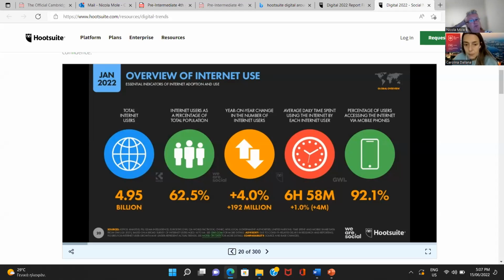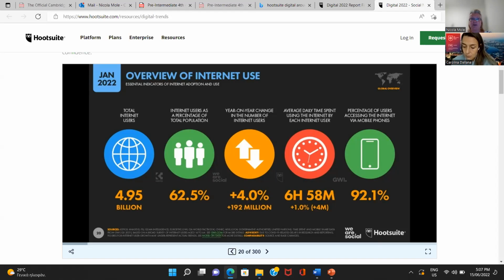How much time do we spend on the internet every day? 6 hours and 58 minutes, almost as long as some of us sleep or work for. And how many people access the internet with their mobile phones? 92.1%. Some really interesting statistics. Accessing information like this will guide an organisation in its marketing strategy. Hootsuite provide lots of really interesting information about technology use.